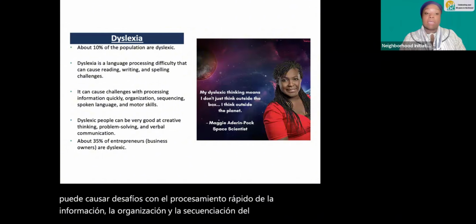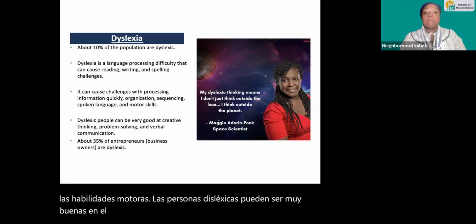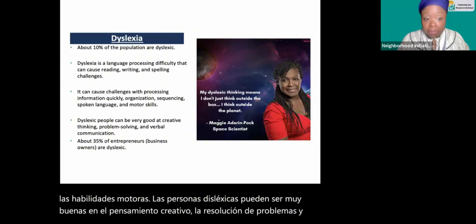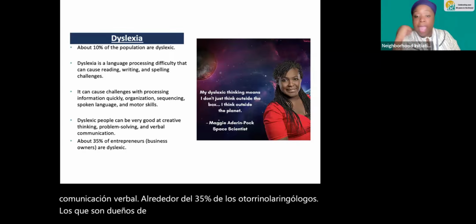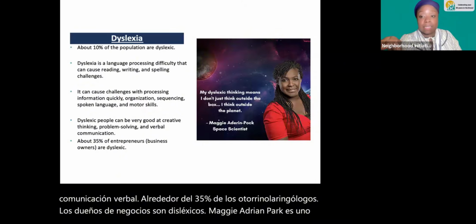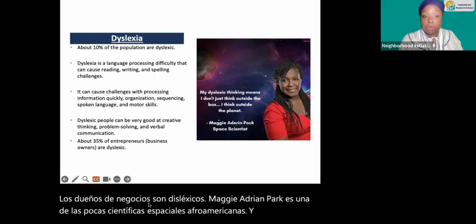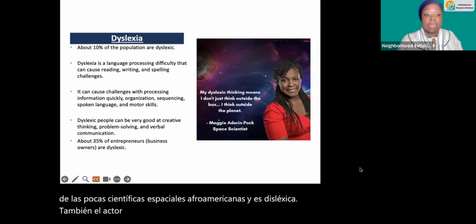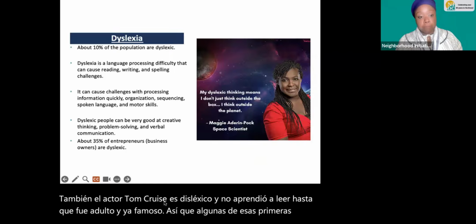Dyslexic people can be very good at creative thinking, problem solving, and verbal communication. About 35% of entrepreneurs, those who are business owners, are dyslexic. Maggie Aderin-Pocock is one of the few African American women space scientists, and she is dyslexic. Also, the actor Tom Cruise is dyslexic and did not learn how to read until he was an adult and already famous. So some of those early films he was in, he did not know how to read.